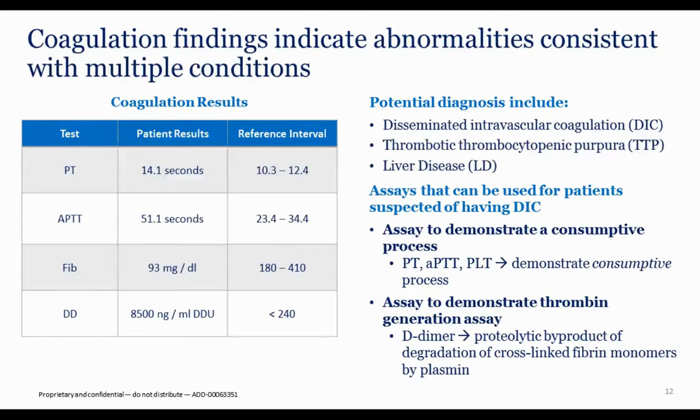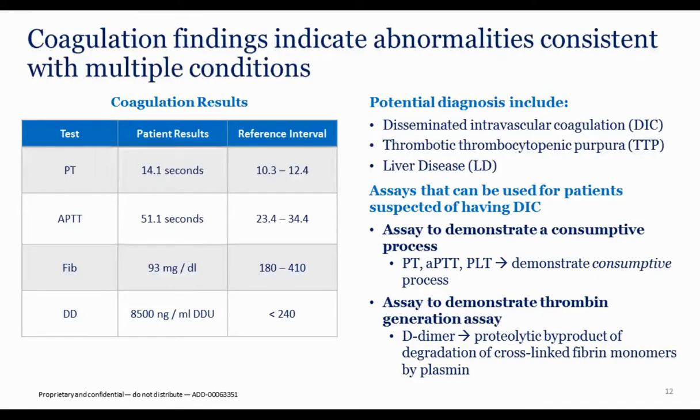What would you expect in the coagulation laboratory? Well, looking at this table, we have some screening tests, the PT, the APTT, the fibrinogen, and the D-dimer, and what you'll notice is that the PT is elevated, the APTT is elevated, the D-dimer is elevated, and the fibrinogen is decreased. Now, when you take all of these results into consideration, this would appear to be some type of consumption that's occurring, and this would be consistent with DIC.